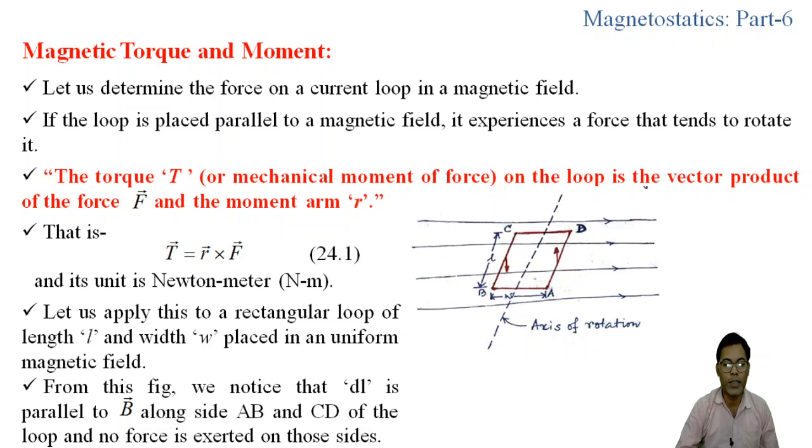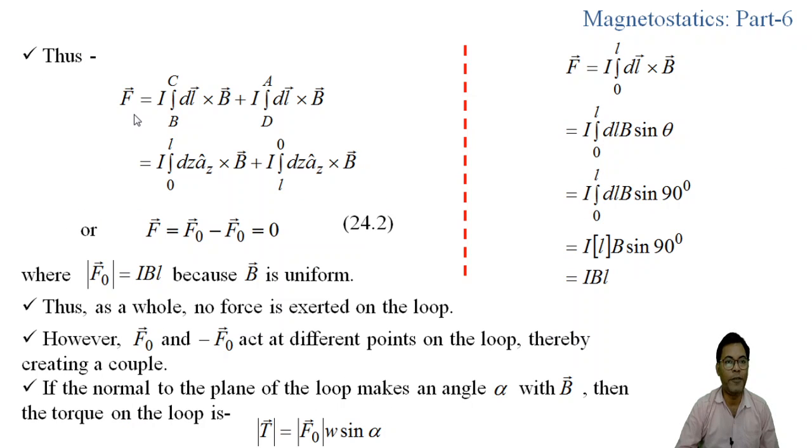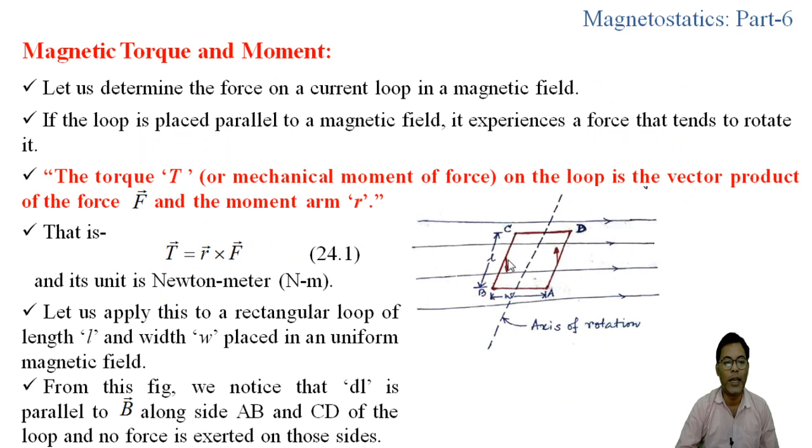To calculate this, you see that the force F equals I dl. Here we have considered a small length dl in this loop. So from B to C, it will be force F equals I, capital I, that means the current flowing through the loop, line integral of dl cross B, and from C to D it will be 0. From D to A it will again be I, line integral of dl cross B, and from A to B it will be 0.